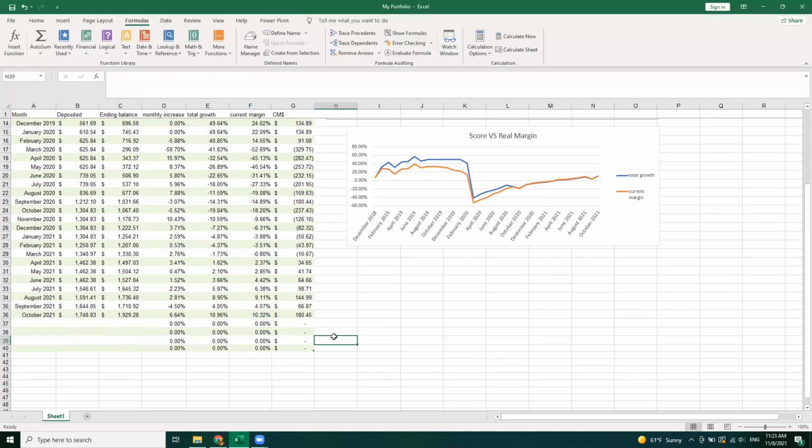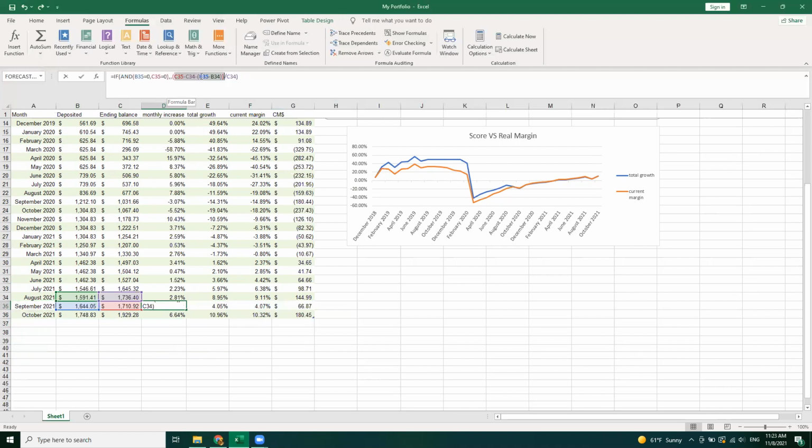Let me undo that. So that's that formula. The actual formula is here. Again, if this difference in ending balance is greater than the difference in deposits, then divide the difference between the differences by the first ending balance. That sounds like Chinese, right? The second one, the formula is here, is the previous total times the current, minus that 100%, so it goes back to the, right? This one is current margin.